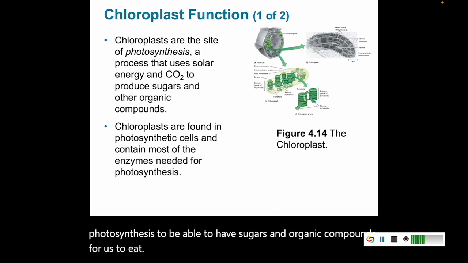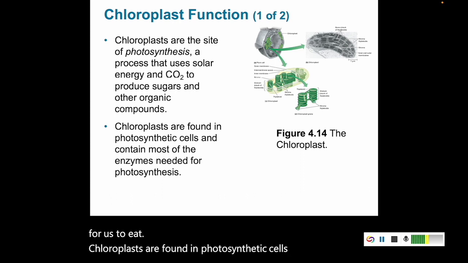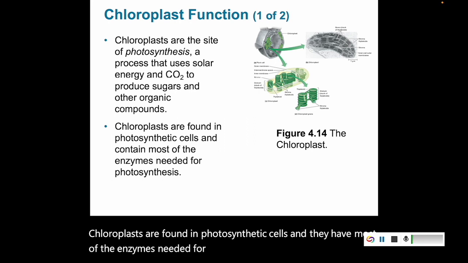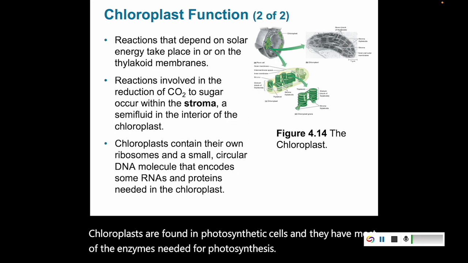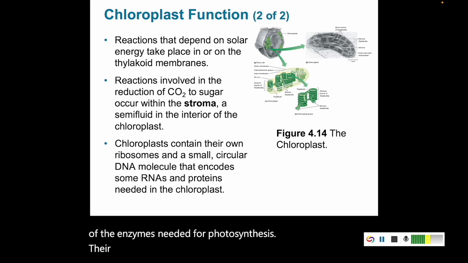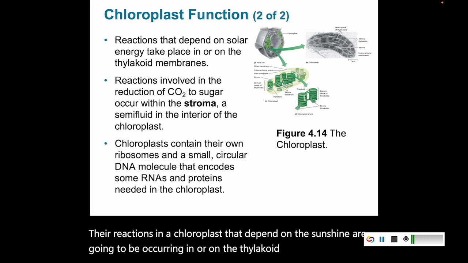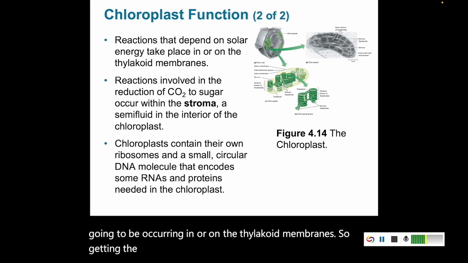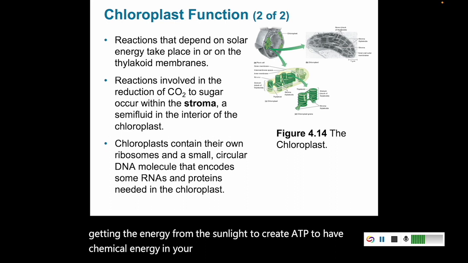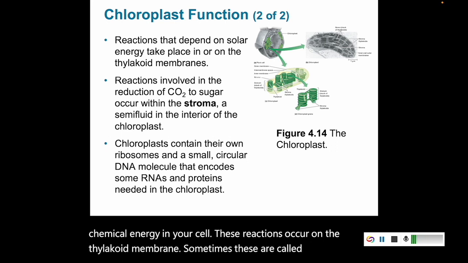Chloroplasts are found in photosynthetic cells, and they have most of the enzymes needed for photosynthesis. The reactions in a chloroplast that depend on the sunshine are going to be occurring in or on the thylakoid membranes. So getting the energy from the sunlight to create ATP to have chemical energy in your cell. These reactions occur on the thylakoid membrane. Sometimes these are called the light reactions.